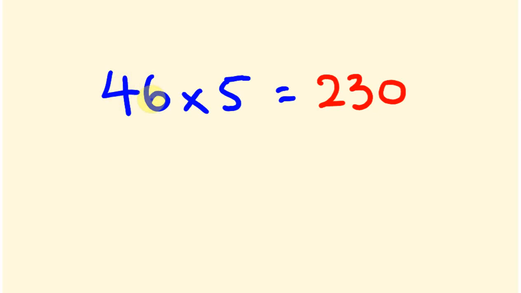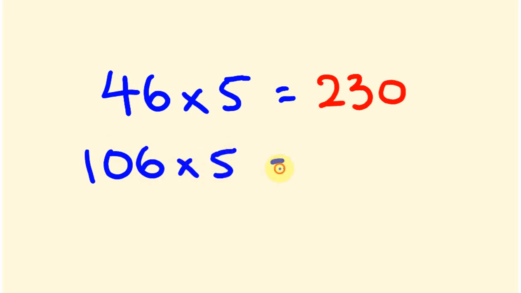What about another one of these? What if you got asked the question 106 times 5? Same sort of thing. We're going to halve our number, half of 106, which is 53, and we put a 0 on the end. Okay, so the answer is 530. Pretty basic, right?